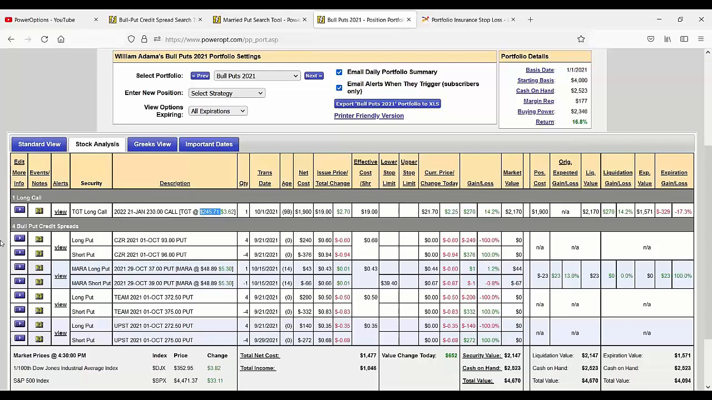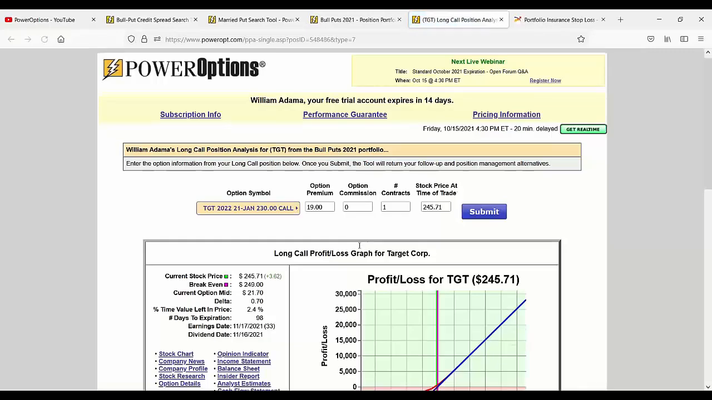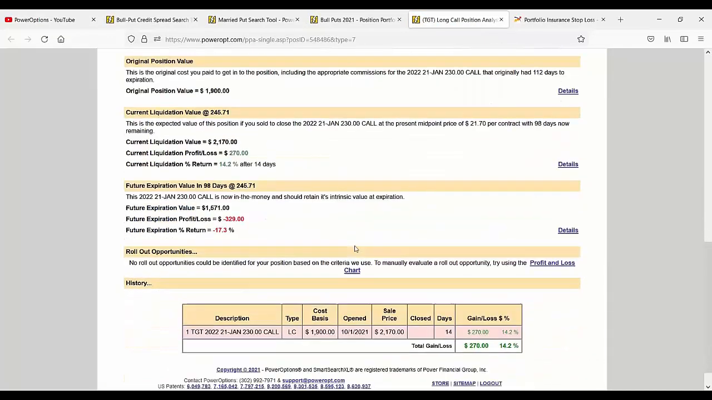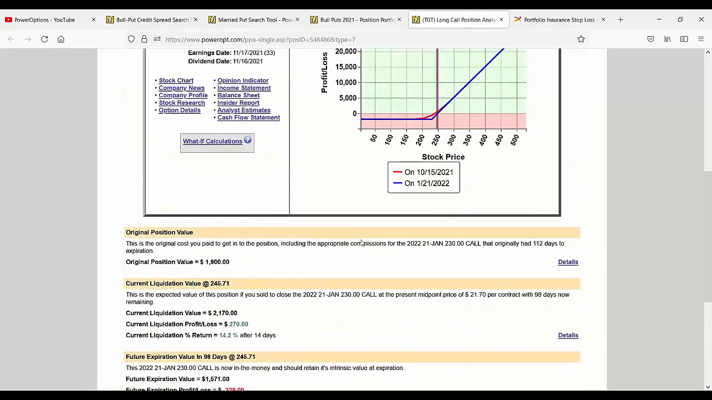Now, in this case, I could go to position actions and position analysis, and we're not going to see any rollout opportunities in this case. So no rollout opportunities can be identified for your position based on the criteria that we use. We can try to simply go to the profit and loss chart. Find that easier to do. We could just go to the option chain for TGT and look at the prices of those 250, 255 calls for October 22nd, October 29th, November 5th, November 12th, and see which one matches what you want.